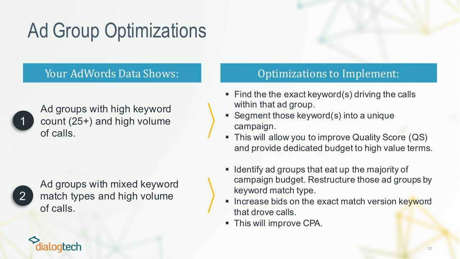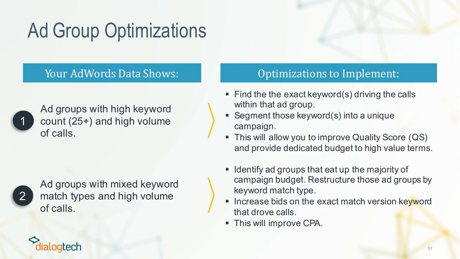This will help you improve quality score and provide dedicated budget to those high value terms. I say high value a lot because it's what I've grown up on in the paid search world. High value to me means the top performers. So you'll see in my examples I have a lot of _HV. That means high value, just in case anybody was curious.